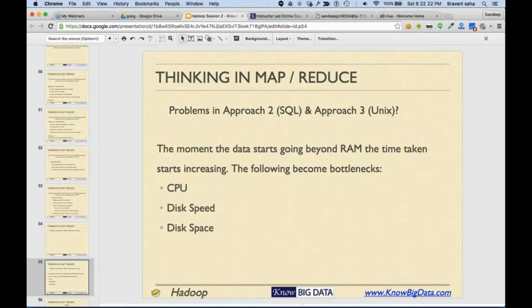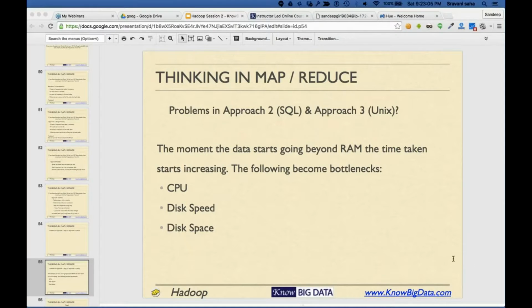And similarly, as you keep on reading the data, it is going to block the CPU, and a lot of CPU will be consumed in ordering the data. So CPU, disk speed, disk space, all these three things will become the bottleneck. Because for sorting 50 gigabyte data, you need 50 extra gigabytes of space so that you could split this data into 50 small files and then sort it, right? So disk space, disk speed, and CPU, all three things will become the bottleneck.